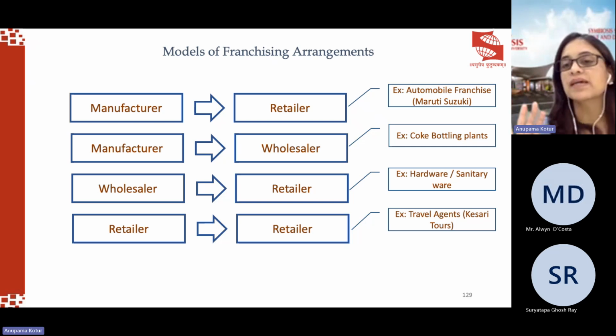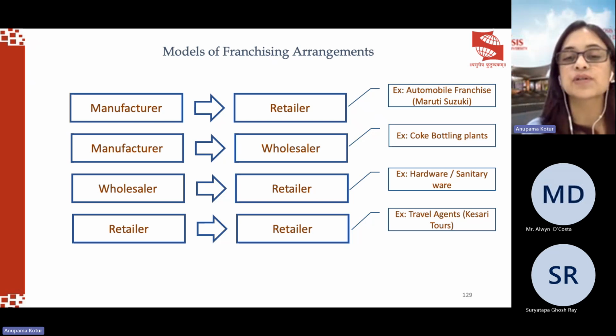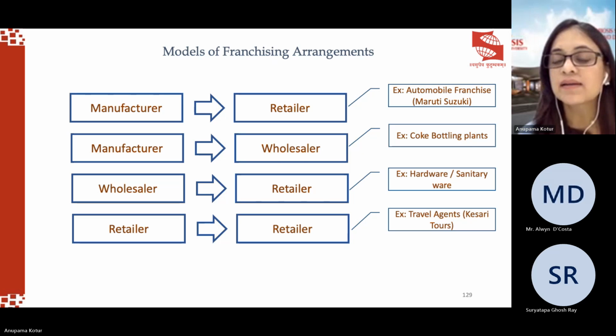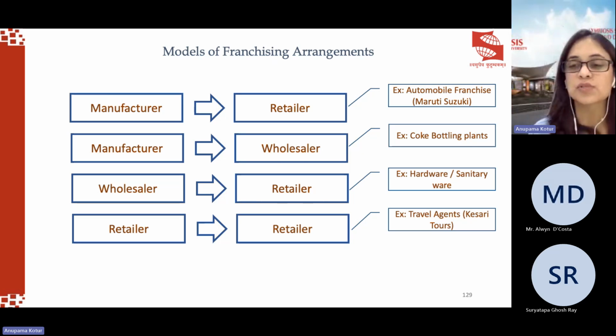Okay, so these could be exclusive franchising arrangements or non-exclusive even, but definitely between the manufacturer and then the retailer, in this case, the auto retailer or auto dealer. Then there could be manufacturer to wholesaler arrangements. For example, Coke everywhere in the world has given bottling franchises or bottling licenses to some of these plants.